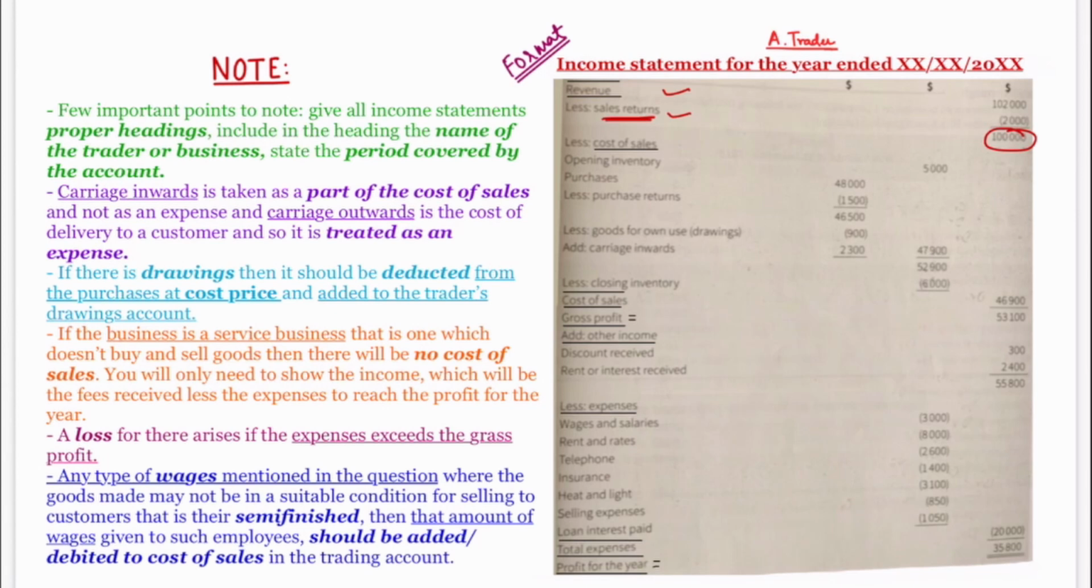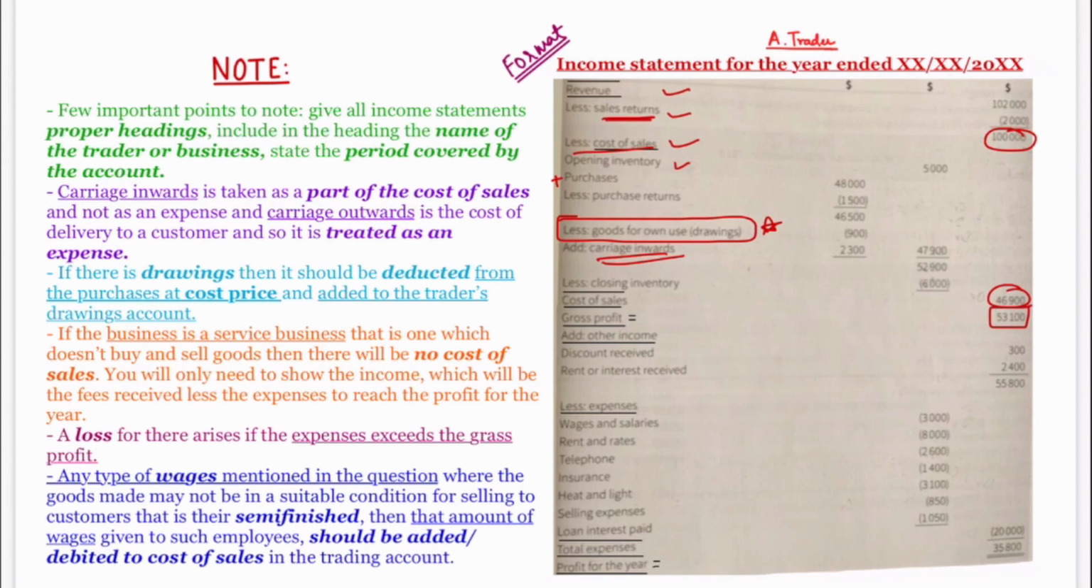Then less cost of sales, this is the heading. Then cost of sales is made up of opening inventory plus purchases, less purchase returns, then less goods for own use drawings. Now this is one thing that can come in adjustments. Then add carriage inwards, then less closing inventory, that will all give you cost of sales. Then the cost of sales is to be deducted from the revenue, which will give you the gross profit for the year. This ends the trading section.